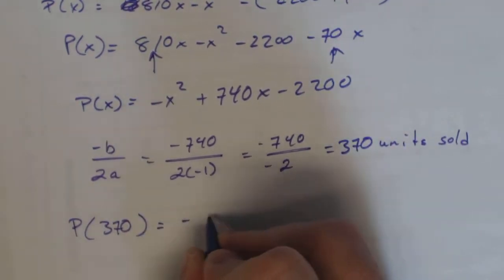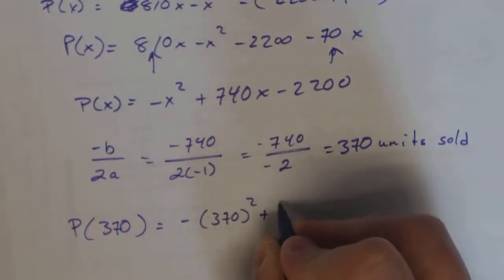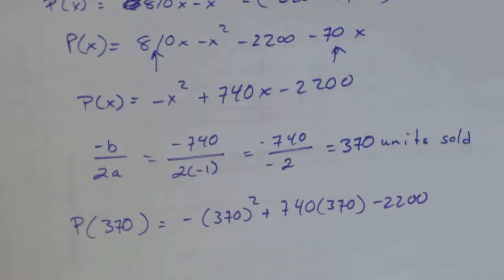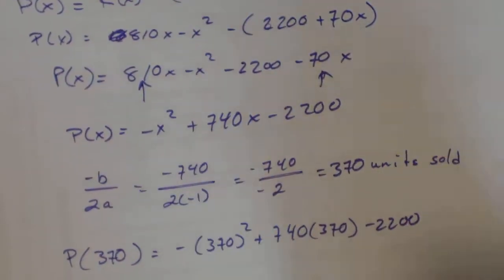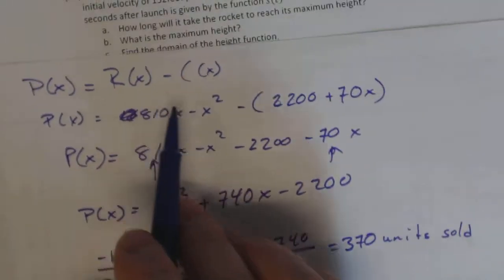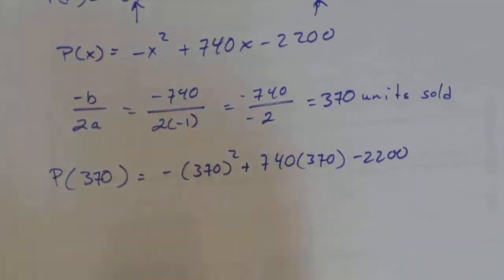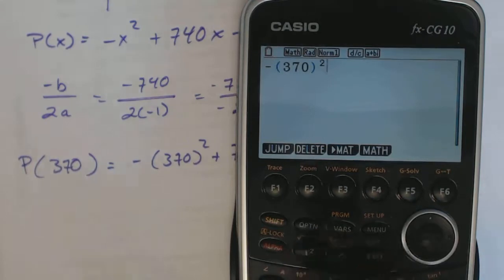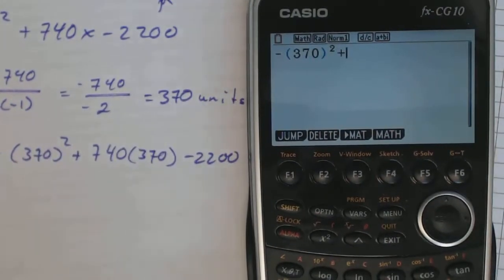So if I plug that back in, I get negative 370 squared, which I don't even know why I put a negative. Yeah, the negative's in front of the x squared, so I'm going to put the negative in front. Okay, so I'm going to type this in. Negative parentheses 370 squared plus 740 times 370 minus 2200.